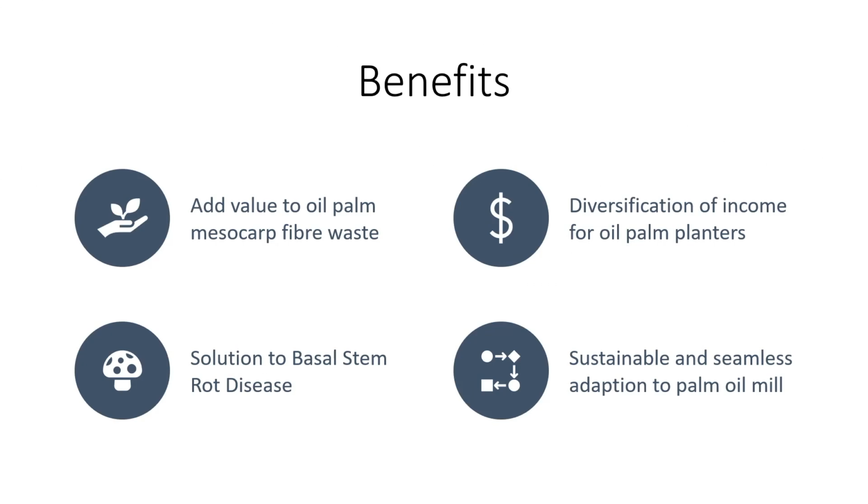Therefore, through the innovations that we have done to the mesocarp fiber, we were able to add more value to the mesocarp fiber waste. Indirectly, we can help to diversify the income source of oil palm planters. More significantly, we are able to provide solutions to the basal stem root disease by protecting the palm trees. The innovation is sustainable as the waste required is basically unlimited and free. The process to produce the protein hydrolysate can be seamlessly adapted to the current palm oil mill workflow without any major disruption.